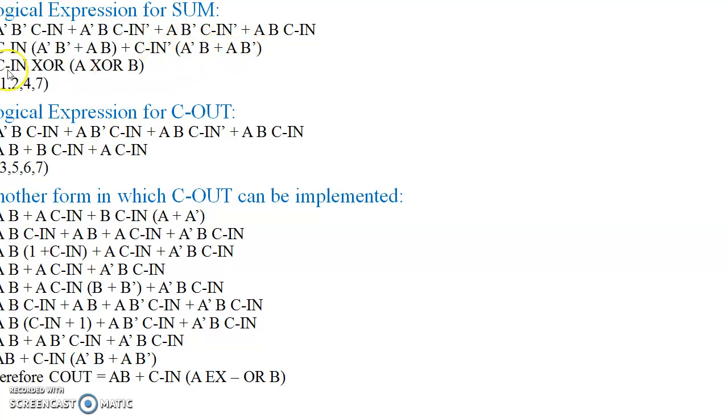So that equals Cin XOR A XOR B, which equals A XOR B XOR Cin. Cin XOR A XOR B means A XOR B XOR C. So the final logical expression for sum is A XOR B XOR C. Then we come to the logical expression for carry out, that means C out.